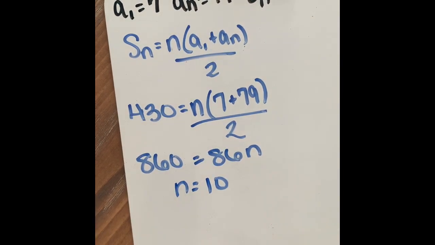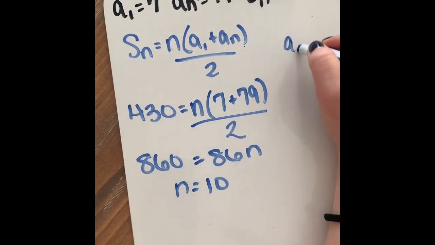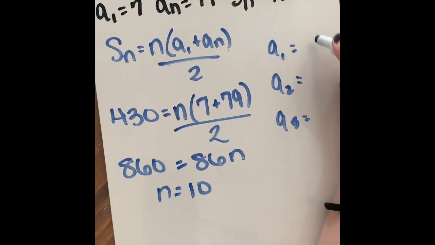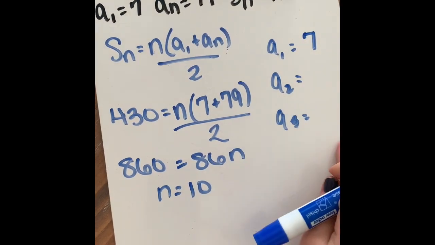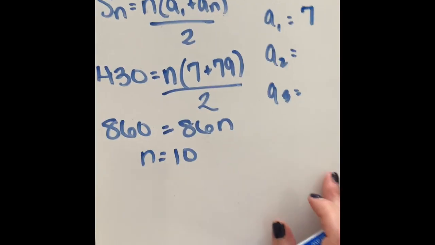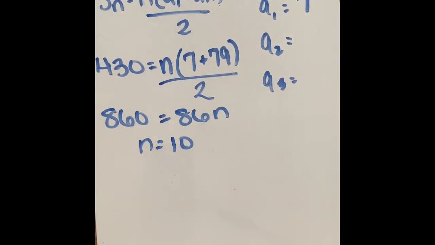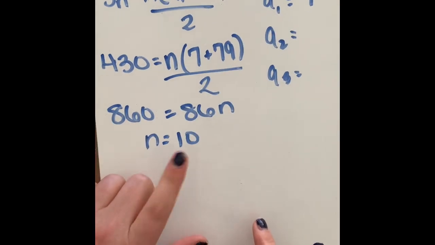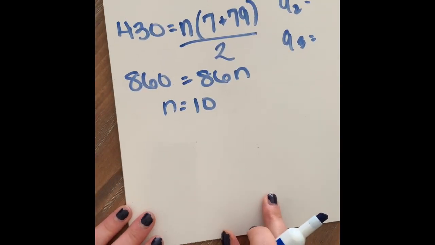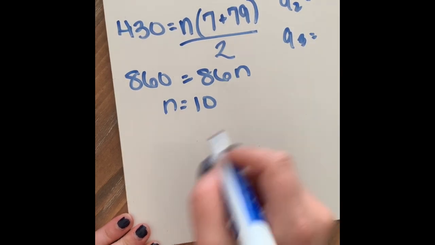The question says to find the first 3 terms. So that means I want a sub 1, a sub 2, and a sub 3. Now we only know a sub 1 is 7. I need to find the next 2. And the only way to do that is by finding the common difference. I need to be able to add 7 plus d. Well, I don't know what d is, but I know an extra piece of information. I know n now. So what I can do is I can plug back into the original arithmetic formula, the generic form.